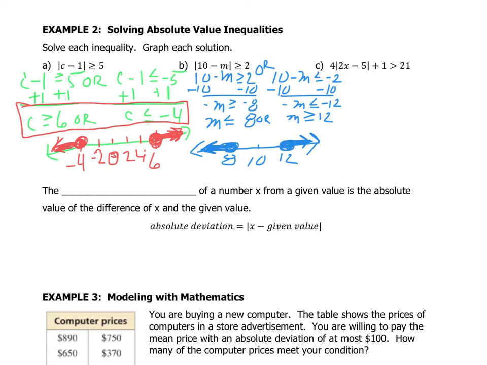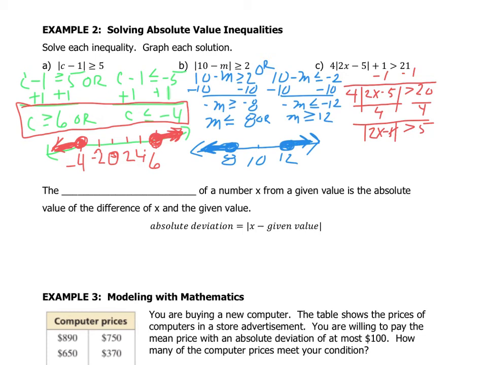So what I'm going to do is first subtract 1 from both sides. That's going to leave me 4 times the absolute value of 2x minus 5 is greater than 20. Then, to move the 4, we're now dividing by 4. And that's going to leave me the absolute value of 2x minus 5 is greater than 5.